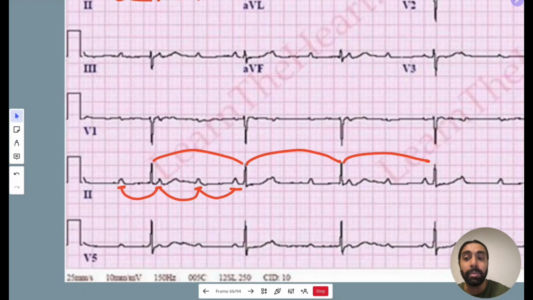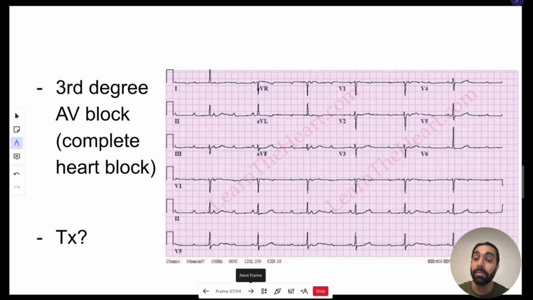And it's not like the PR is getting longer, longer, longer, and then there's a dropped beat. The QRSs are all regular, so it wouldn't be a second degree block. So this has got to be a third degree AV block. And then again, think about this in the context of a boards question. You see this EKG, what's going to be the treatment for this? It's really important depending on what the question is asking.